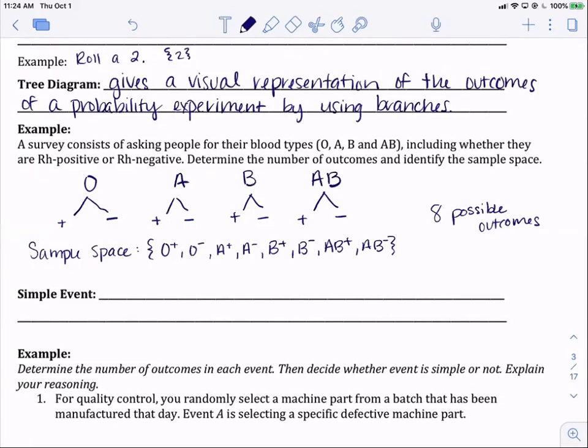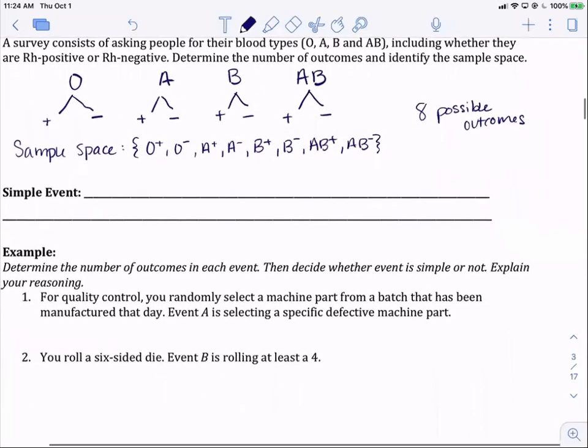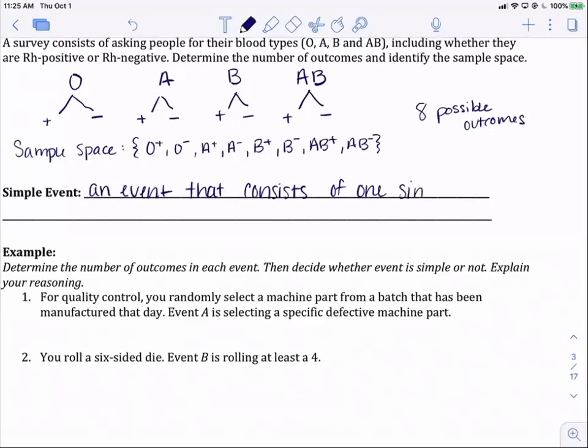So they're great because they're visual, but the more things you're looking at, the more tedious they get, and they're kind of a pain. So we very rarely will use tree diagrams when we're representing sample spaces, but they are a nice way to organize it. Okay, a simple event is an event that consists of one single outcome. So one single outcome.